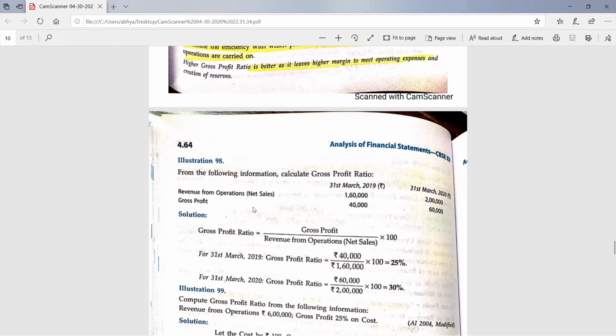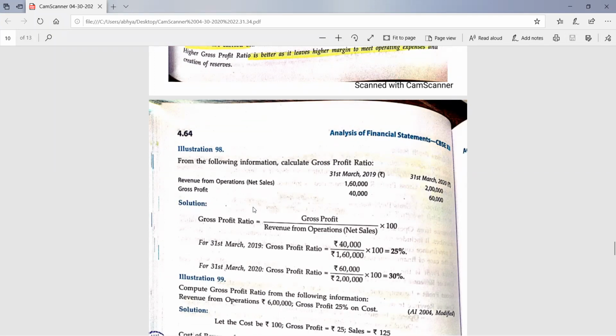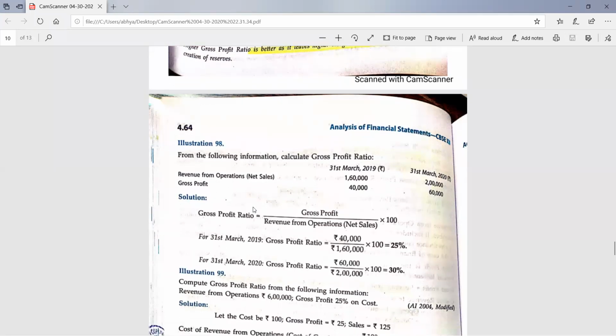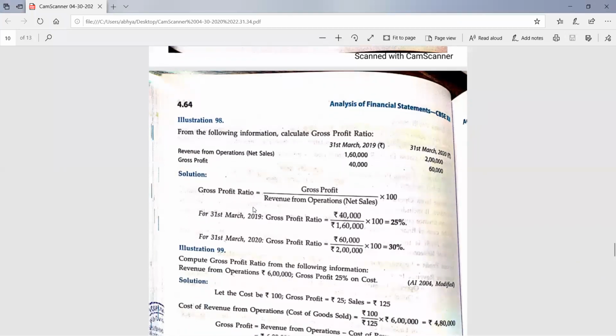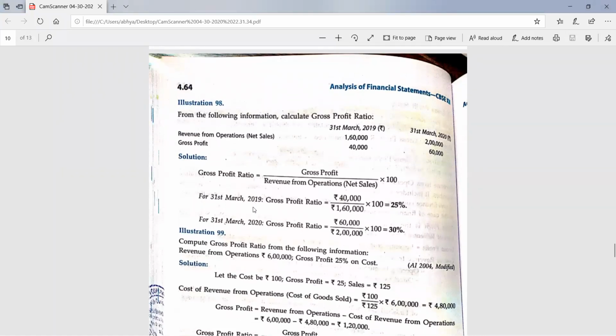When the GP ratio is given on cost and you have to calculate it on RFO, then let cost be X, or 100. Whenever the GP ratio is given on cost, you have to add 25% to cost. If we are taking cost as 100, GP is 25, so the sales will be 125. Here we need to know the COGS. Likewise we can find out the COGS: 4,80,000.